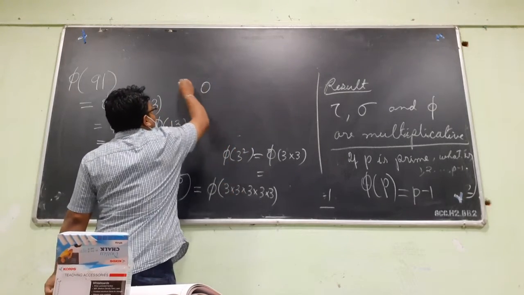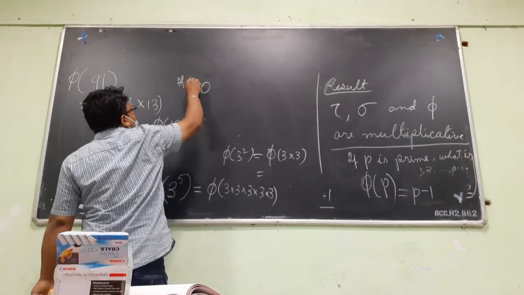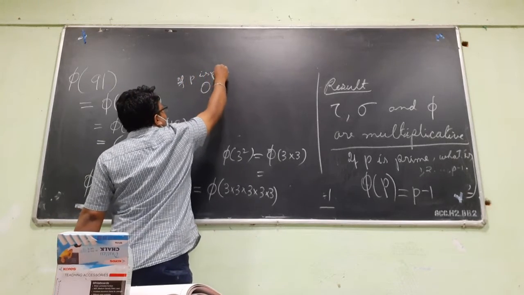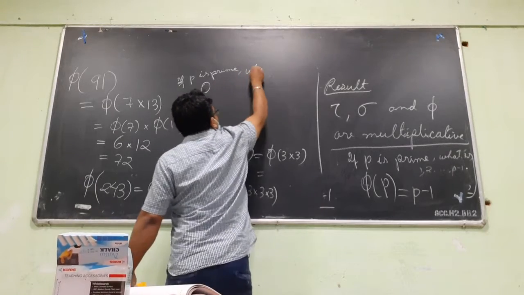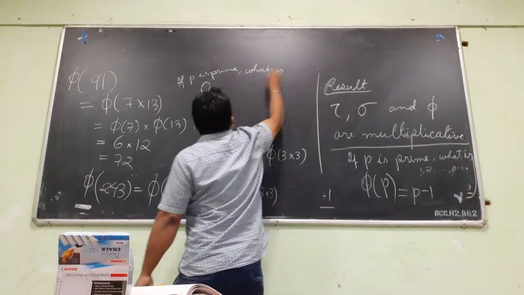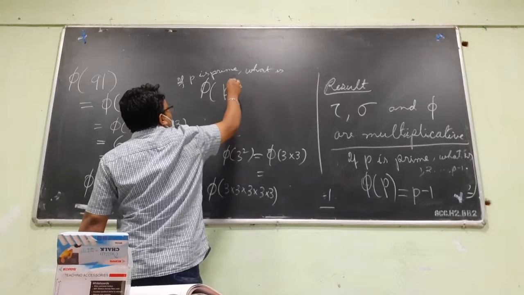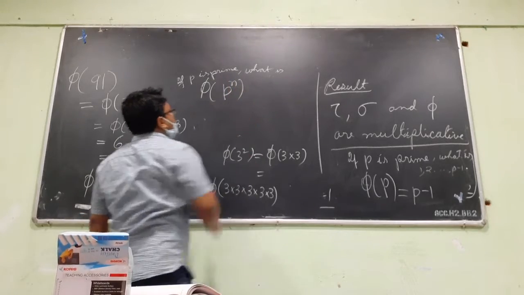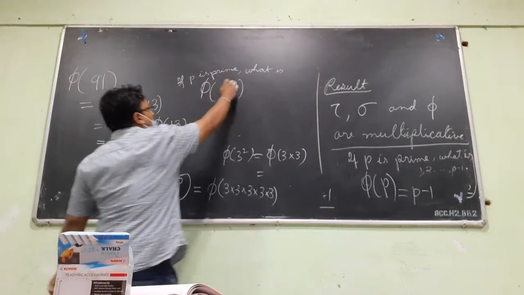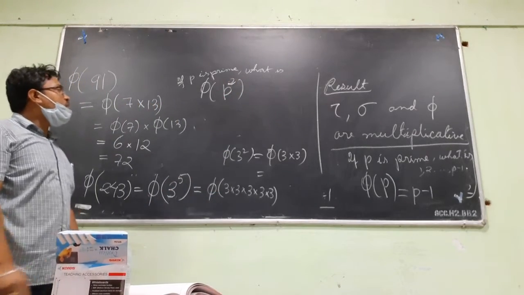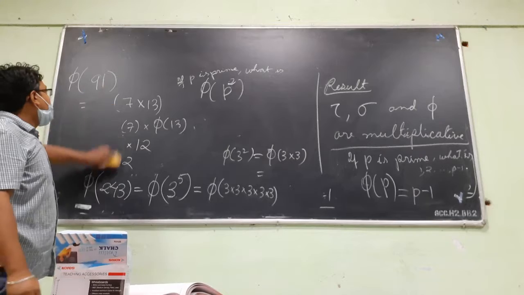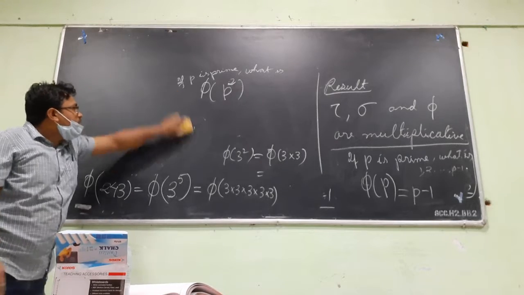So the question is, if p is prime, then what is phi of p to the power, say n? Now first of all, let us concentrate on p square. If p is prime, what is phi of p square? Look, an idea came.